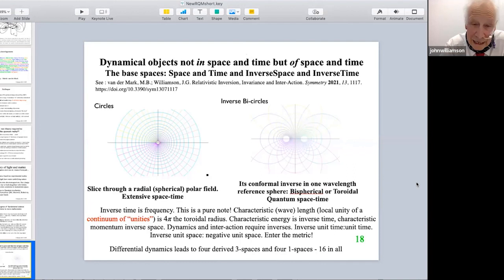So, in the new theory, dynamical objects are not really in space and time, but are more of space and time. Everything's related to the base spaces, of which space and time is the basis space. That gives rise through inversion to inverse space and inverse time. But also, there are then products of these spaces with inverse spaces. So, for example, dx by dt, velocity in the x direction, is a little bit of space divided by a little bit of time.